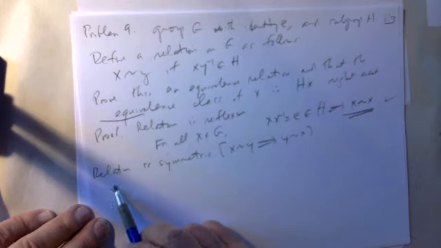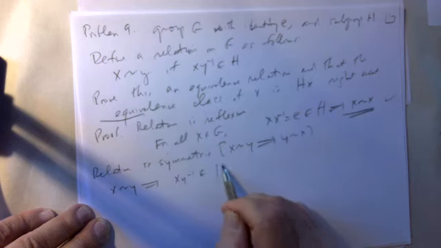So let's just do it directly. If X is related to Y, then XY inverse is in H. But this is a subgroup. So XY inverse inverse is in H because the subgroup contains the inverses of each of its elements. And what is the inverse of XY inverse? YX inverse is in H, which means Y is related to X. That's what I have to prove. So if X is related to Y, Y is related to X.